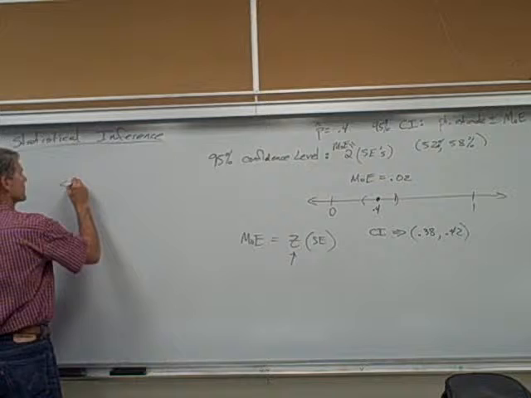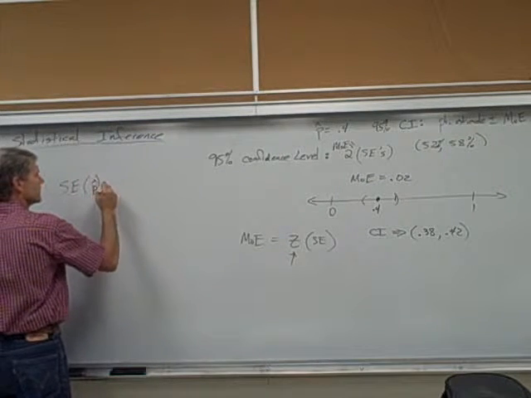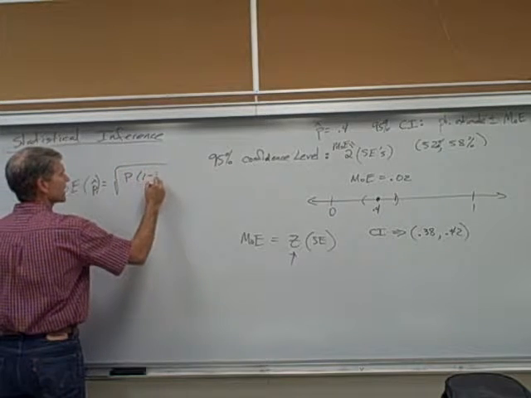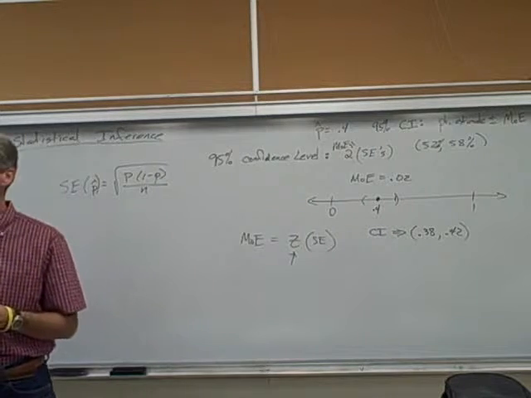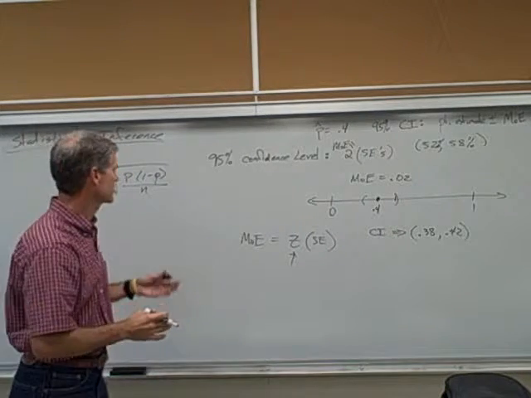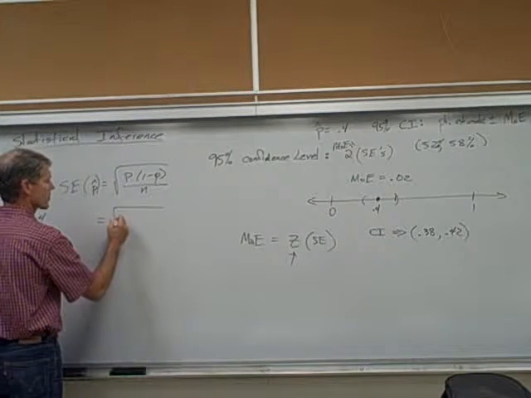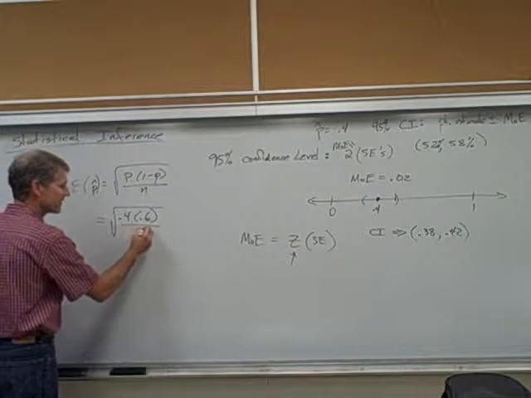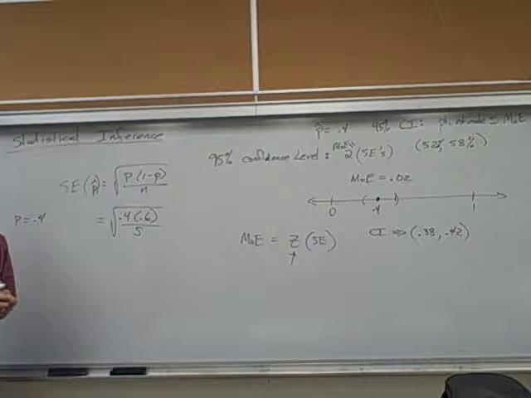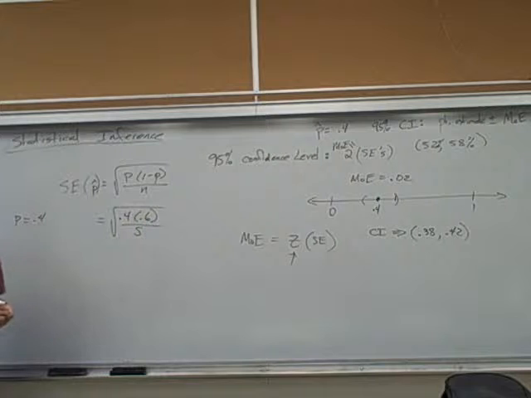Well, the standard error of p hat is the square root of p times 1 minus p all over sample size, right? And let's say that in the population the true proportion is 0.4. So what's my standard error? Well, it's the square root of 0.4 times 0.6 all over 5. I took a sample size of 5. Right?